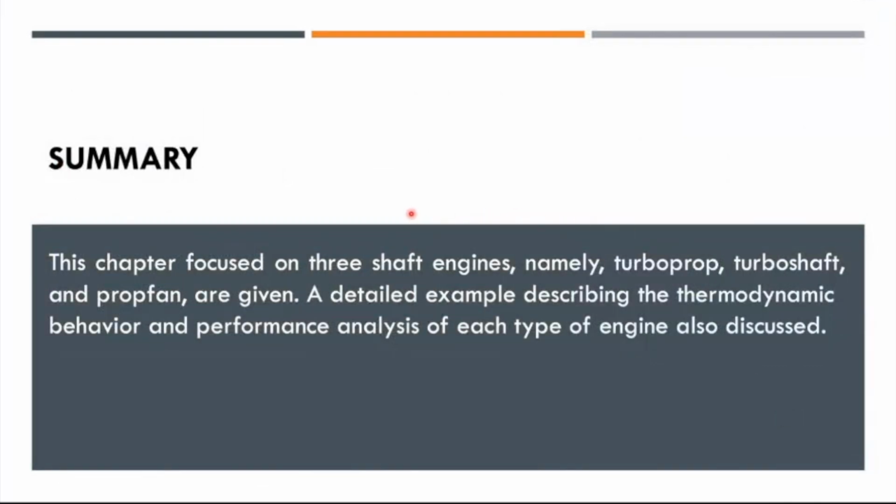As a summary, we are now completing our chapter 7. Chapter 7 focuses on the 3-shaft engine, namely the turboprop, which we covered last week. Today we cover the turboshaft and the propfan, right? So we also look into examples describing the thermodynamic behavior and the performance analysis of each type of engine. At the same time, I brought you examples of the manufacturers, as well as the type of engine for turboprop, turboshaft, and propfan, and where the technology is going for all the 3 types of engine. So that wraps up our topic on chapter 7, turboprop, turboshaft, and propfan.